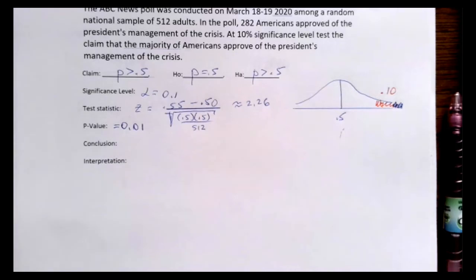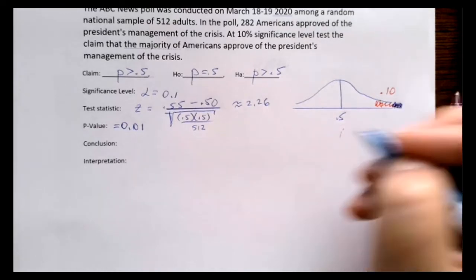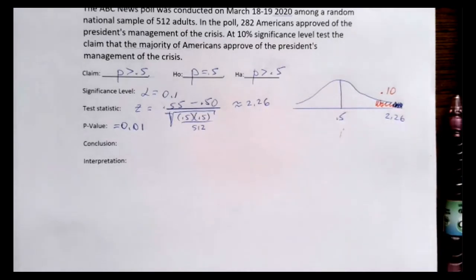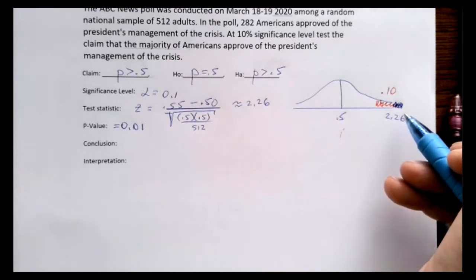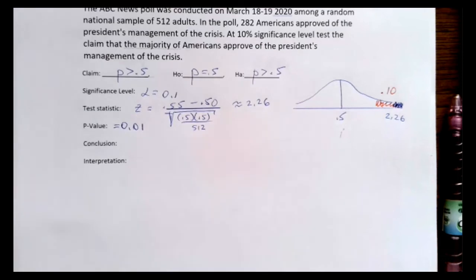Actually, the test statistic is what you're gonna go for. Okay, and it's the right tail test. So to the right of 2.26, we only have 1% of the values. So the question is, did we get an unusual value? And the answer is yes, we did get an unusual value. Now, in general, how do you make your decision? What's the rule for the decision?